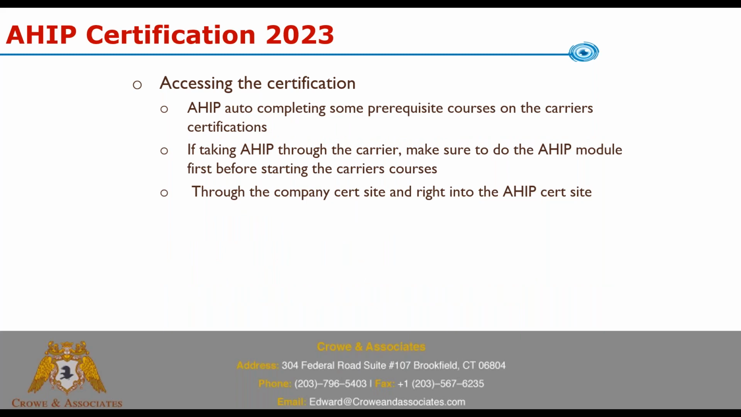When you take AHIP, it auto-completes some of the prerequisites for the carrier certification. So the reason to take it through the carrier is not only for the reduction in cost, but also because with some of the carriers, if you take AHIP through them, it'll complete some of the prerequisites for the courses on that carrier-specific cert, and then there are just a couple of courses left to do in the cert. If you take AHIP through the carrier, make sure you do the AHIP module first, though, because if you don't do AHIP and go straight to the certification, you'll have to do all the courses. If you do AHIP first, it'll auto-complete some of the courses for you.